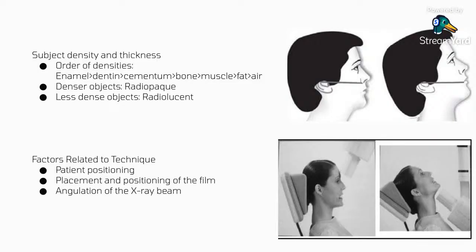Okay, then we have the subject density and thickness. The greater the subject thickness and density, the greater the attenuation of the X-ray beam and the lighter the image will be. Let's understand the order of densities first. The enamel has a greater density than dentine, cementum, bone, muscle, fat, and air. The denser the object, it is called radiopaque, and the less dense it is called radiolucent.